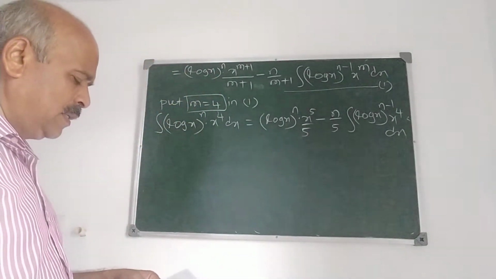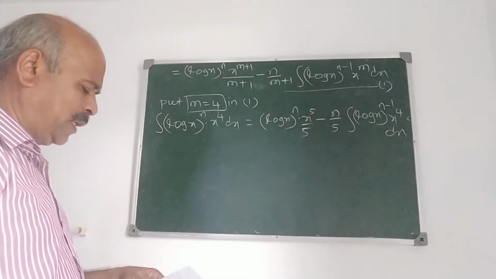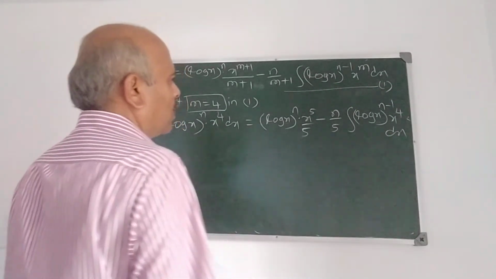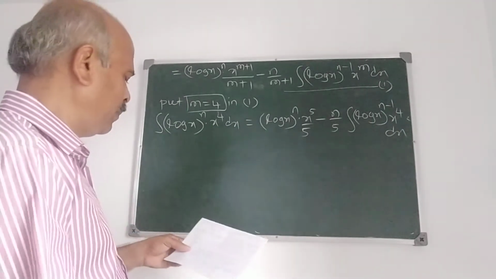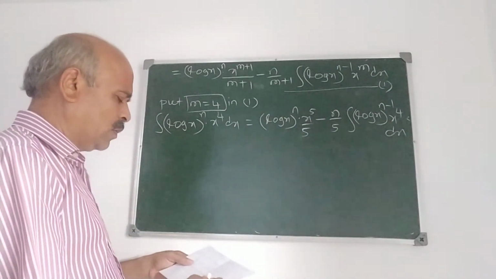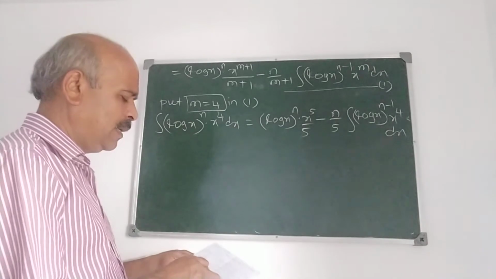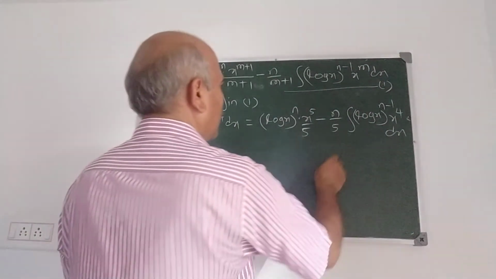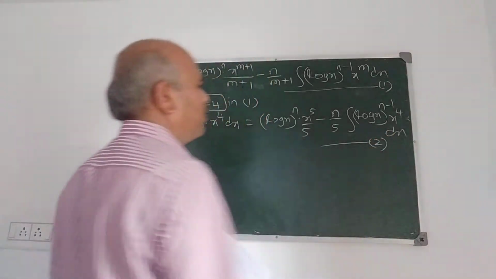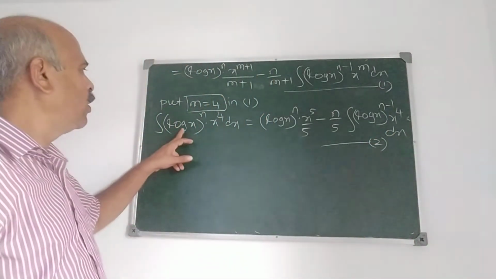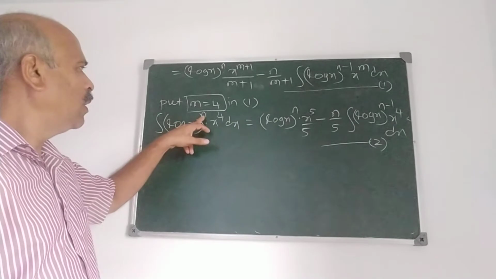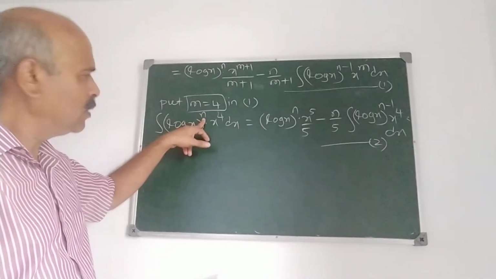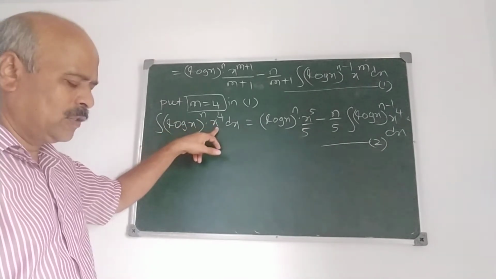Am I correct? X raised to 4 with respect to x. We have taken m is equal to 4, n by 5 x raised to 4 log of x raised to n minus 1. Now take this as 2. We have to evaluate log of x raised to 3 and x raised to 4.